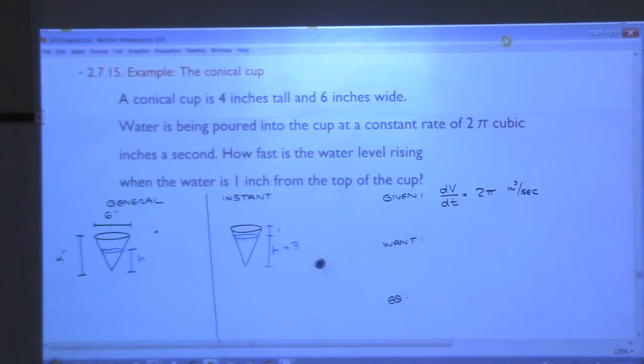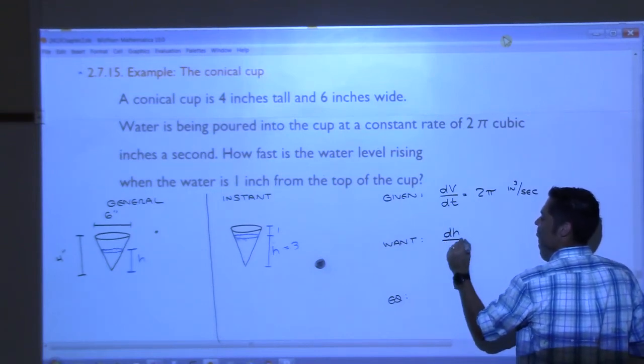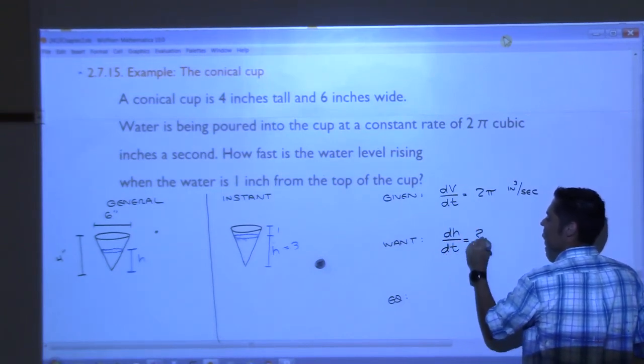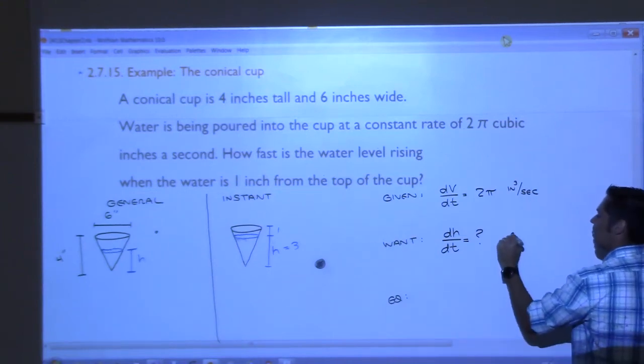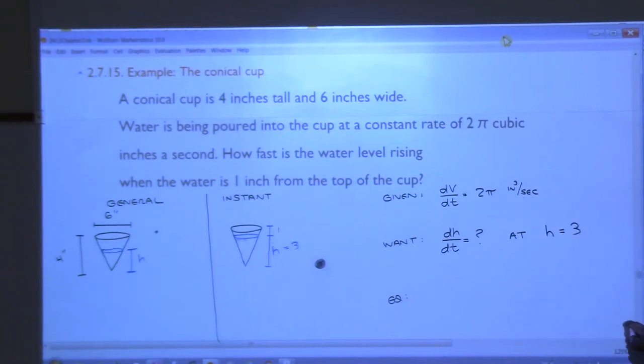All right, we're starting to get somewhere. Yep. What do we want? We want the height with respect to t. Right, we want dh/dt. How fast is that h changing at exactly the moment when h is 3? See? So we want to be careful. We don't want to say h is 1, right? 1 told us the distance from the top, but we're measuring h from the bottom. I just need an equation that relates the volume to h.